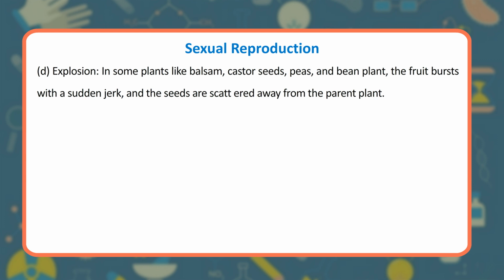Explosion. In some plants like balsam, castor seeds, peas, and bean plant, the fruit bursts with a sudden jerk, and the seeds are scattered away from the parent plant.